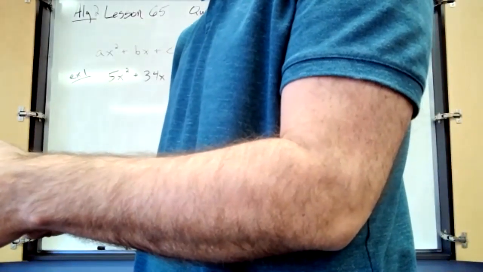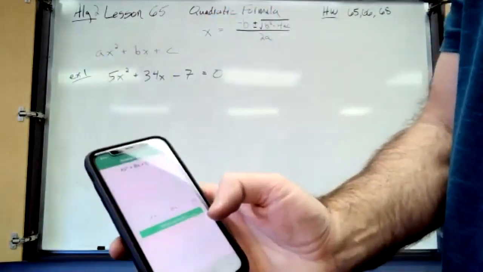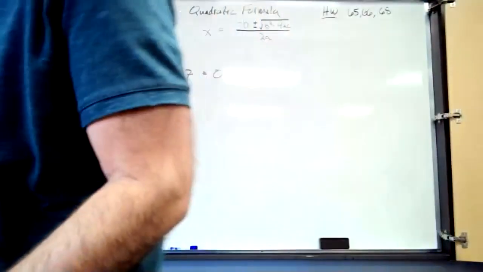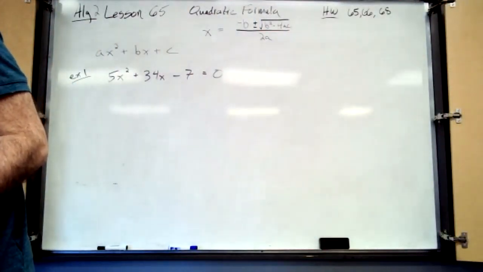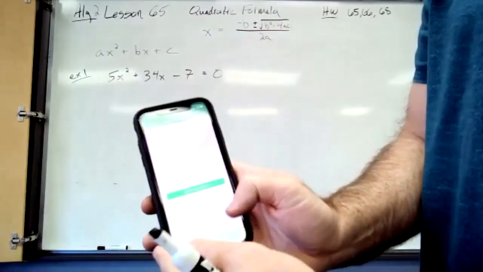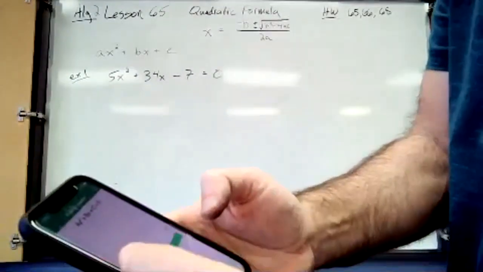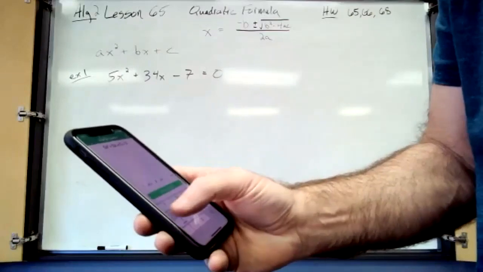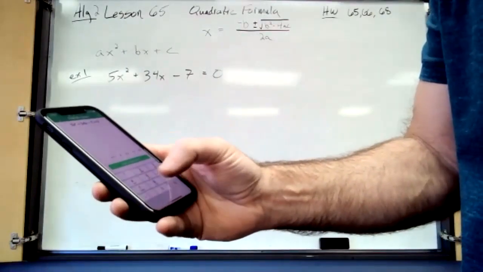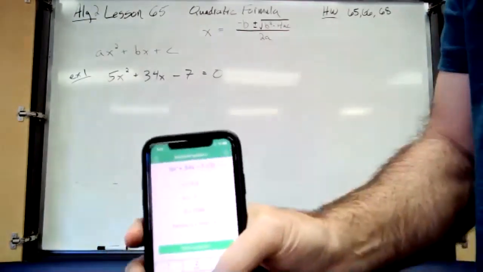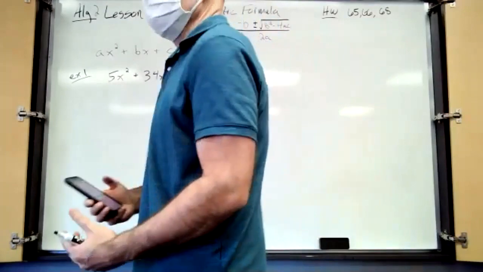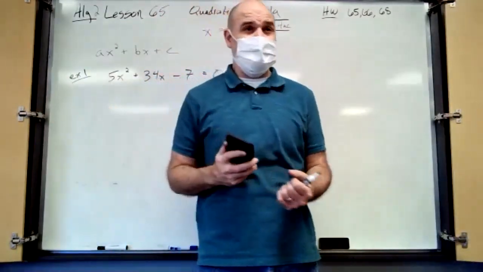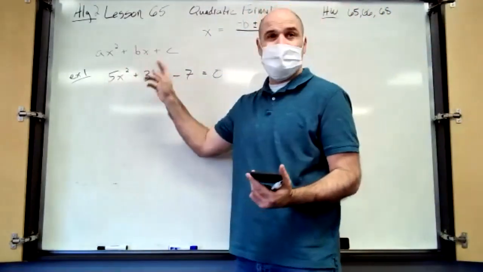Okay, so here's the deal. This is what the thing looks like. Here's the quadratic, and all I'm doing is plugging in A, which is 5, B, which is 34, and C, which is negative 7. Then I just hit solve equation, and there's my answers. You can't see them, but whatever. It's just an app. There's an app for the quadratic formula. All you have to do is figure out what A, B, and C are, plug it in, and it spits it out.